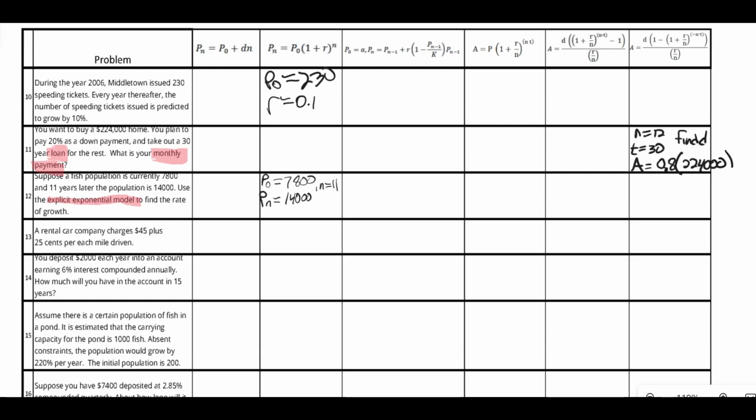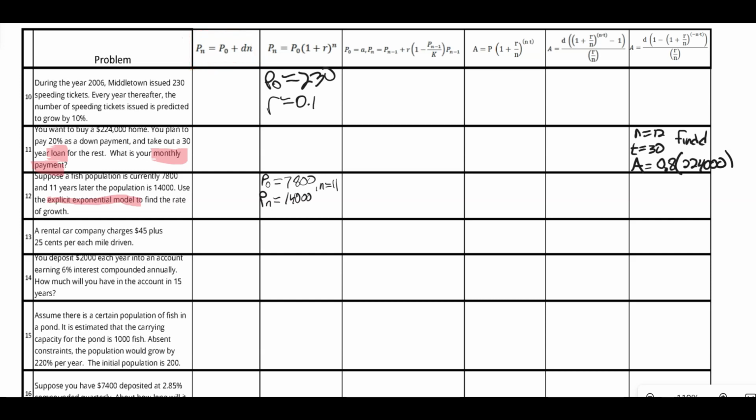Okay, next one up. A rental car company charges $45 plus 25 cents per each mile driven. So every mile you drive, it's always 25 more cents. So this is not a percentage, this is a constant change. We're talking about linear growth. It's always 25 cents more.